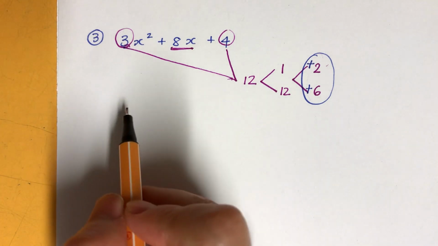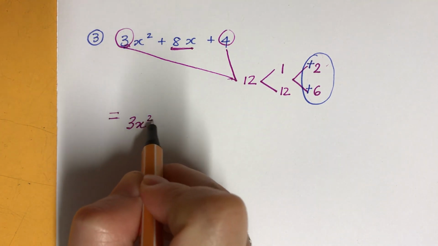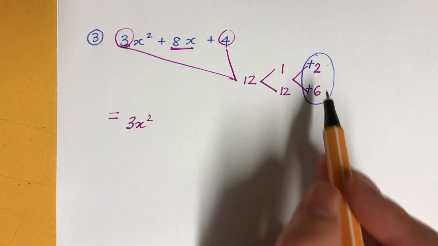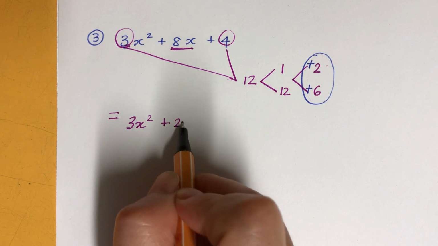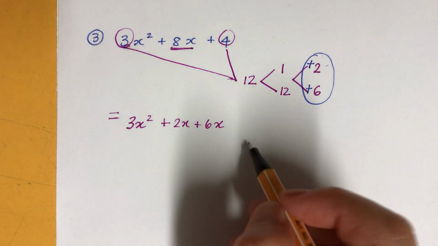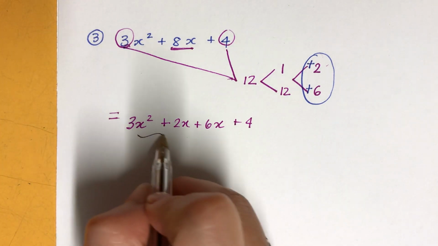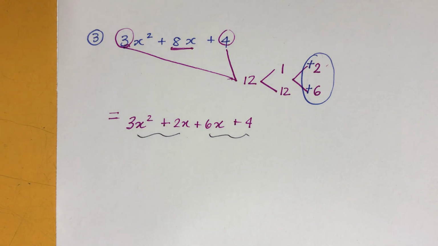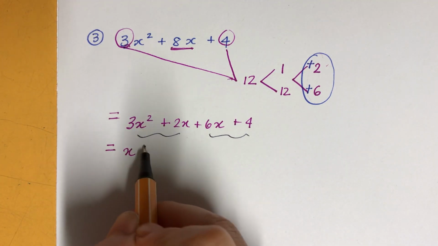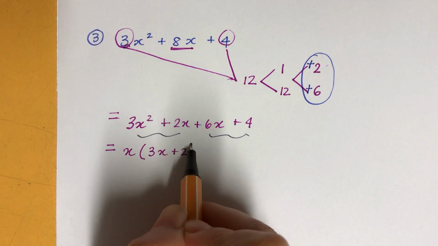So I'm going to rewrite this. 3x squared stays the same, but 8x I split into plus 2x plus 6x, which is still 8x, plus 4. Again, I'm going to factorize in a group. So what's a common factor here? It's x, isn't it? I'll take the x out, I'll be left with 3x plus 2.